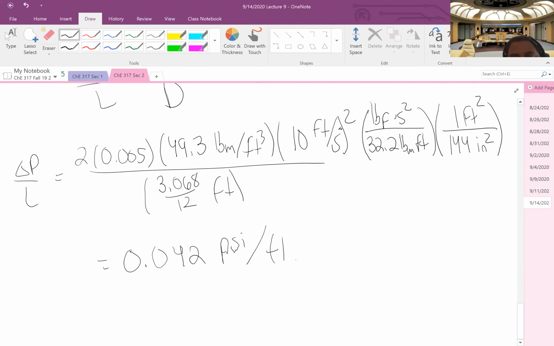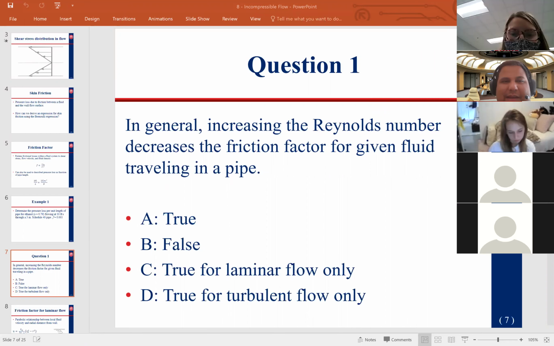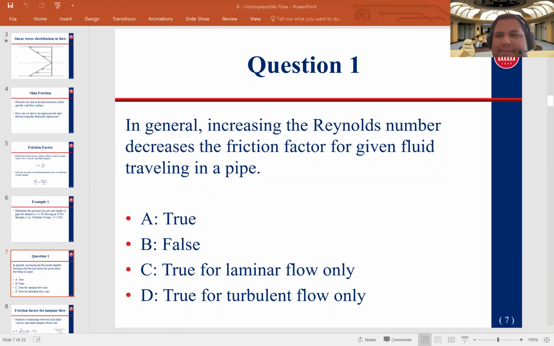Any idea? I think it's true. Any other? I got a true for laminar flow from somebody. I appreciate the participation. All right, everybody's gonna say C, true for laminar flow. No, oh, I got one A, another true.